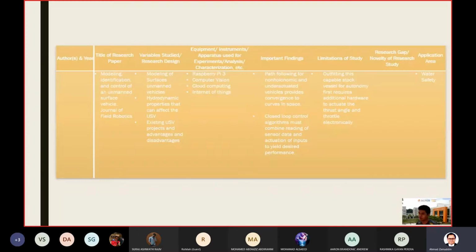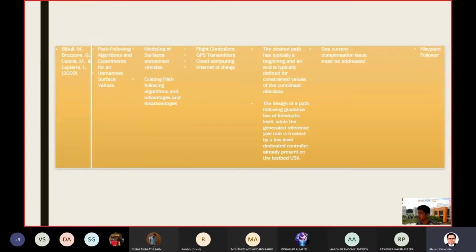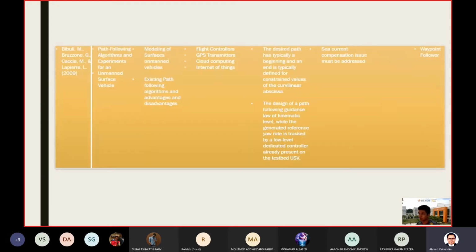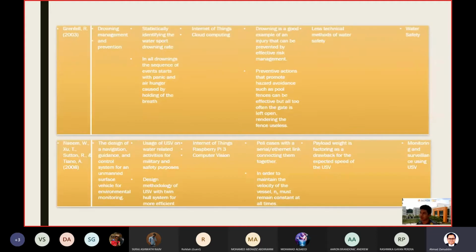For my literature review, I came up with some research papers which cover the area of water safety and waypoint navigation, and the equipment that they used during the experiments is aligned with my research as well. They have used Raspberry Pi, computer vision, cloud computing, Internet of Things, and path following algorithms, which I have taken into consideration when I use a guiding system using GPS. We call it a waypoint follower or waypoint guided missions. Flight controllers and GPS transmitters are also used in these research papers, which will help me to prepare my research paper as well as my project.